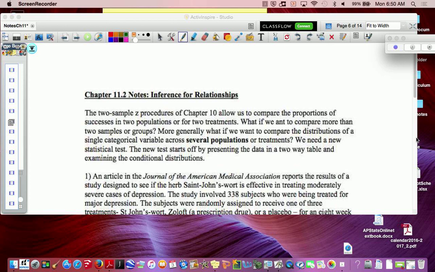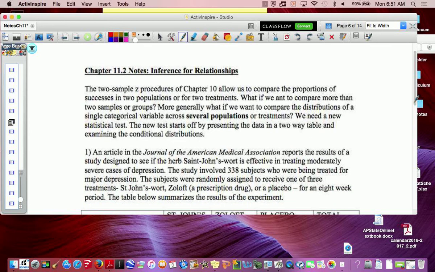Look at 11.2, which is another continuation of chi-squared. But we're going to take a look at two other different types of chi-squared tests. The first one that we're going to focus on is going to basically take a look at a single categorical variable across several populations. So we're going to take a look at a distribution of categorical variables like the goodness of fit, but we're going to compare it from different populations or sometimes different treatments.